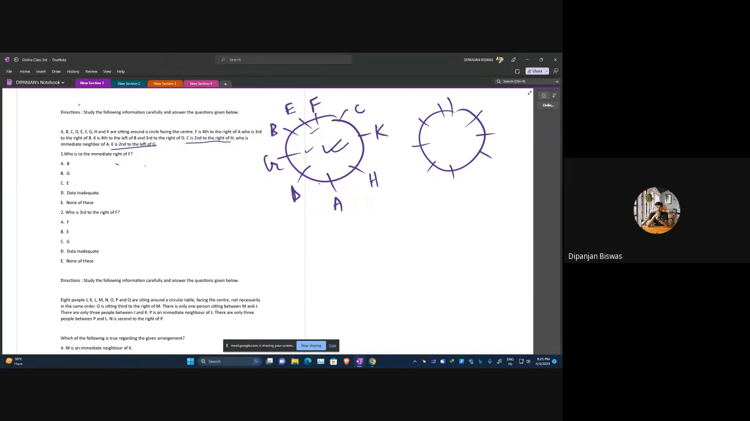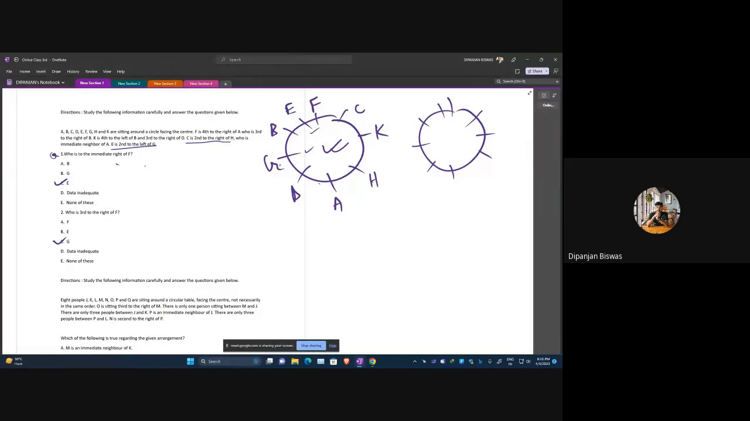So moving towards the question. Question number 1 is being said, who is to the immediate right of F? You can see clearly E is to the immediate right of F. So option number C is the correct answer. In question 2, who is sitting third to the right of F? Third to the right of F, it is G. So option number C is the correct answer.